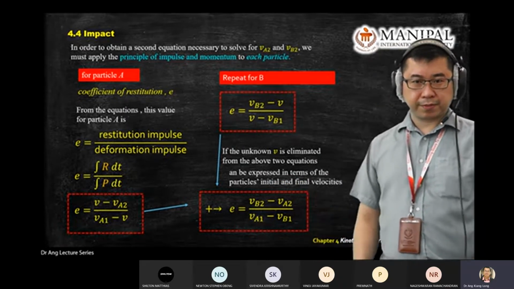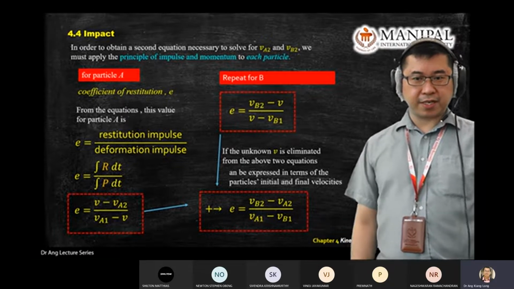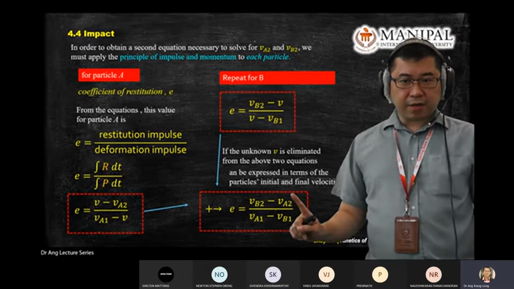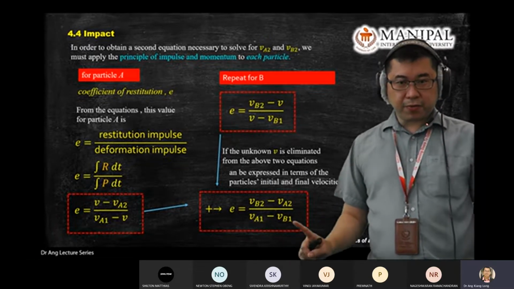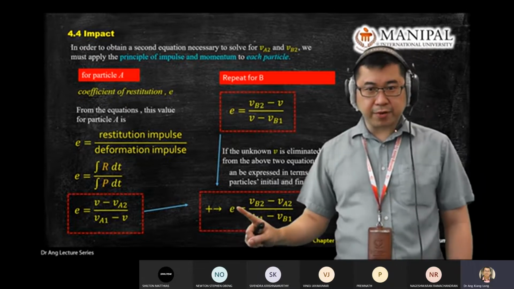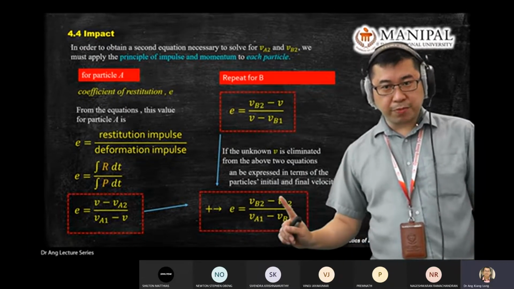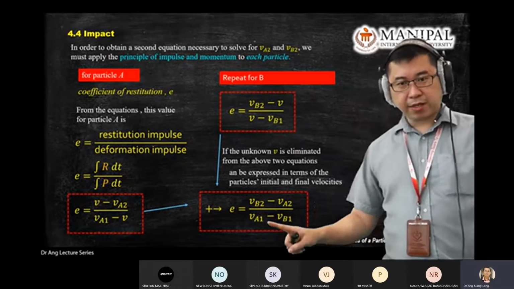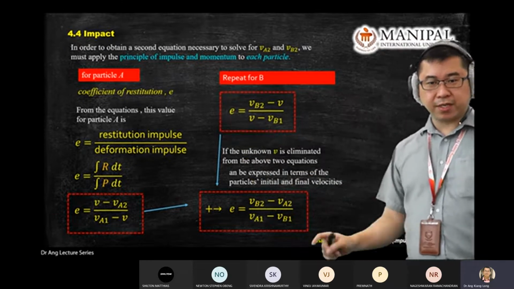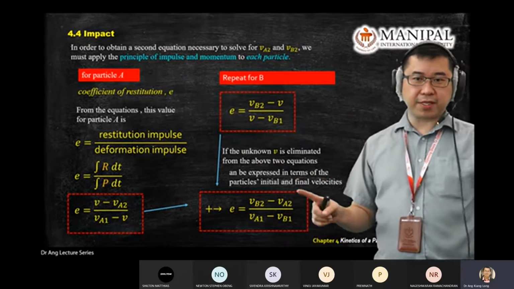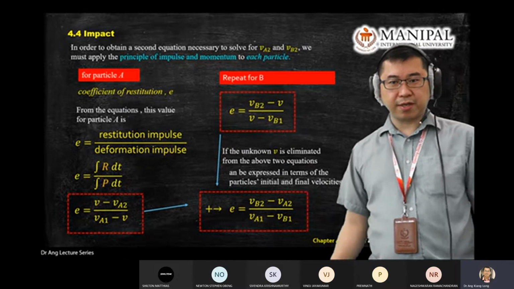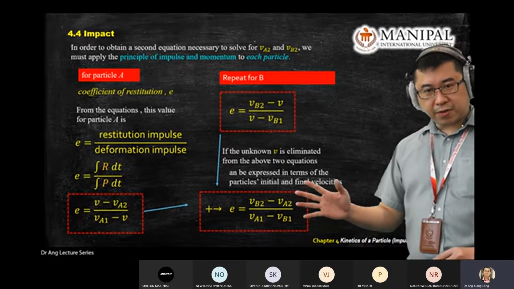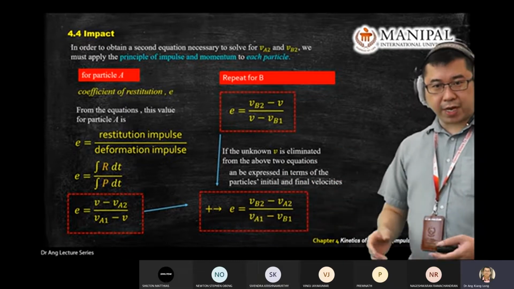Memorize this one, because VA1 will be given, VB1 will be given, this value will be given. So you can find the ratio between VA2 and VB2. Take this one, substitute back into the equation. You can solve the missing VA2 and VB2. Okay, we arrive at this equation. After break, we will look at one example.